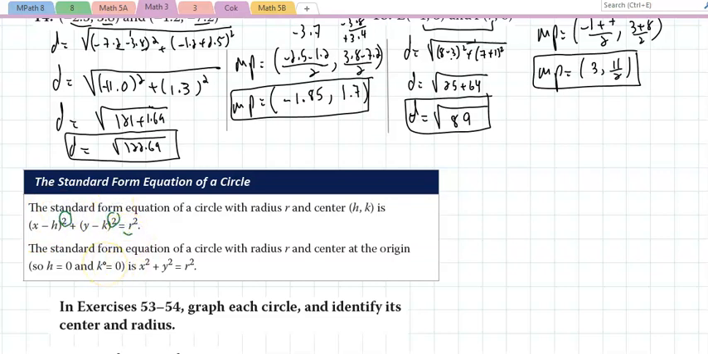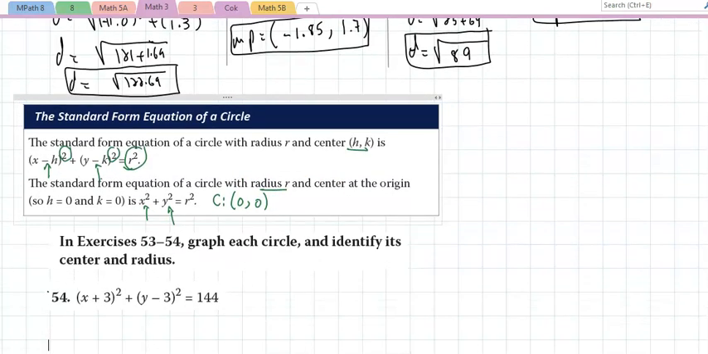The center of the circle is always the opposite of what you have there and the opposite of what you have there. And the radius, of course, is that number. If you center it at 0, if you have x squared plus y squared, then it's like you're not subtracting anything, you're really subtracting a 0 from there and a 0 from there, and the radius is r.